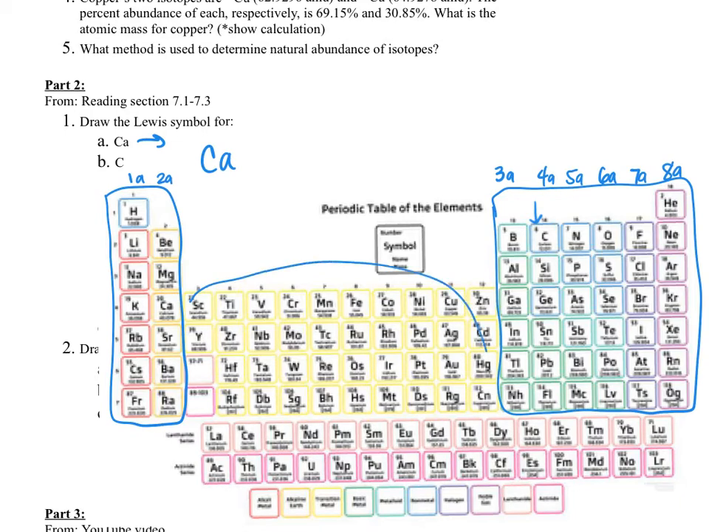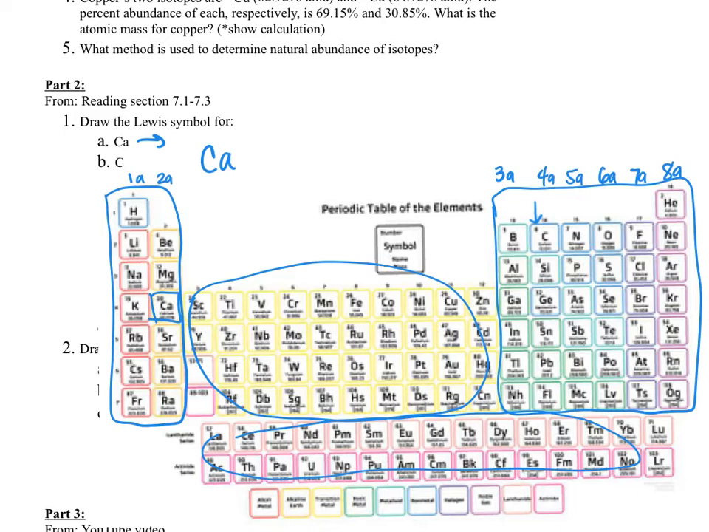These are called transition elements, and these are also types of transition elements here at the bottom. So I'm only going to be asking you to draw Lewis symbols for main group elements, so that's the ones that are labeled A. And the number of valence electrons is equivalent to the group number that it is. So if I identify that calcium is in 2A, that means it has 2 valence electrons.